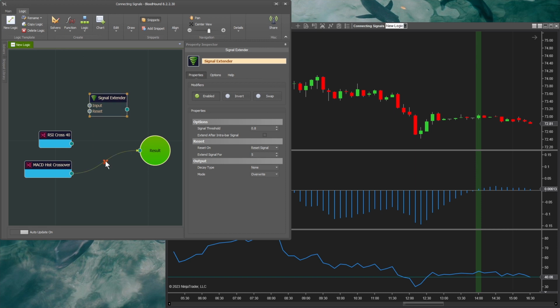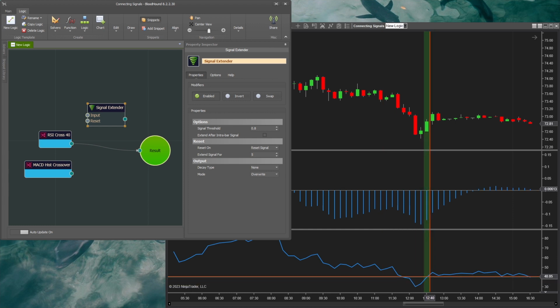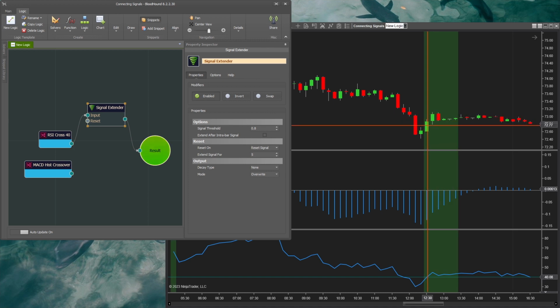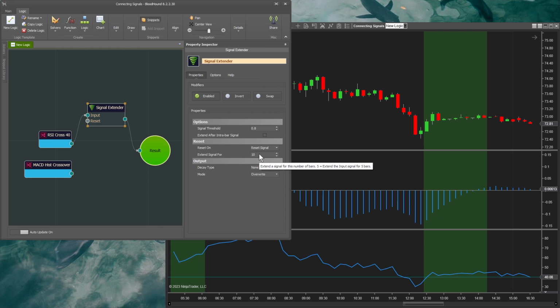Now, the signal extender is a really important concept for connecting signals. So let's go back to our RSI cross. Here's our RSI cross. Now let's connect it through the signal extender instead. Now you'll notice that it kept the original signal, but it extended that signal forward by 5 bars. In this case, let's change that to 10, and then we'll talk about what exactly is happening.